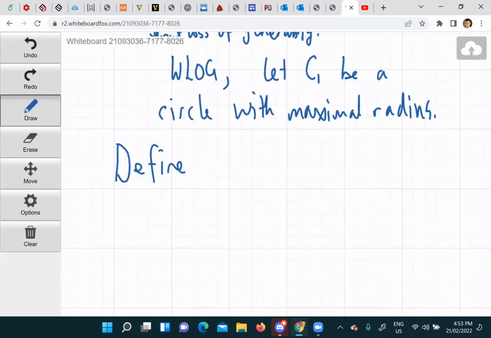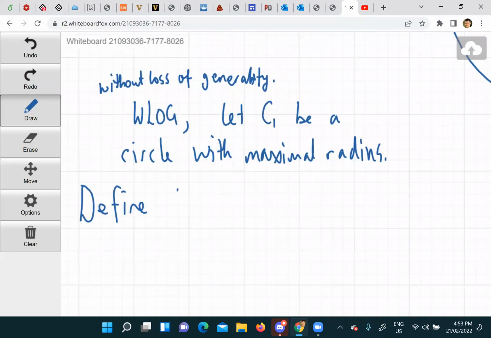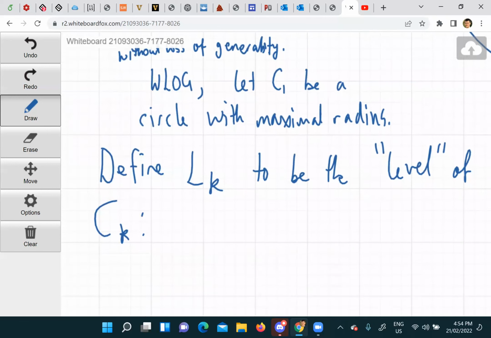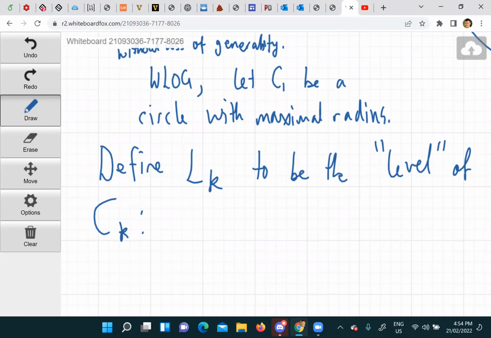So we define the level. Define LK to be the level of CK. And what does that mean? Okay, CK is the kth circle, right?